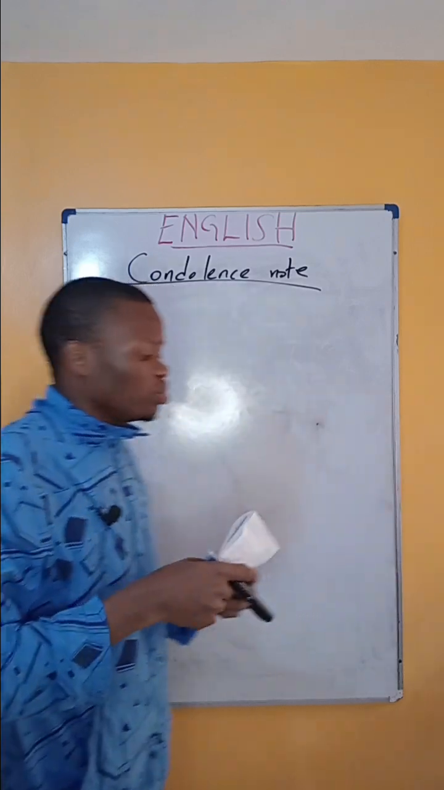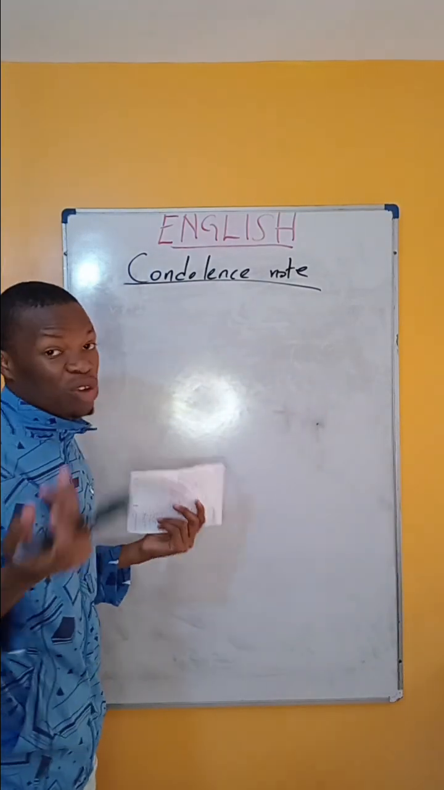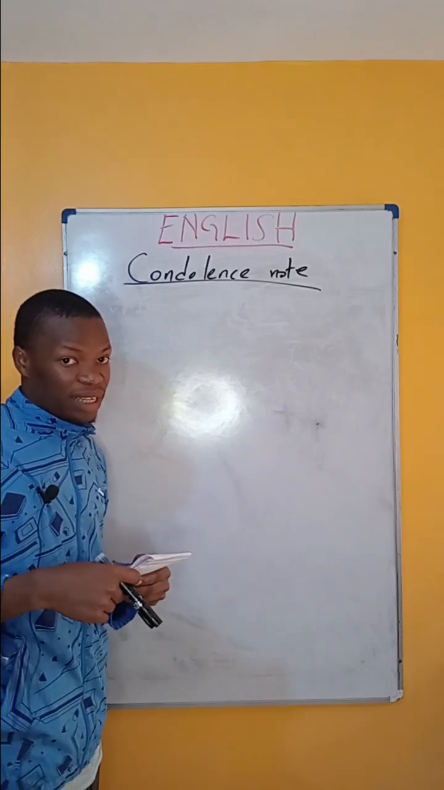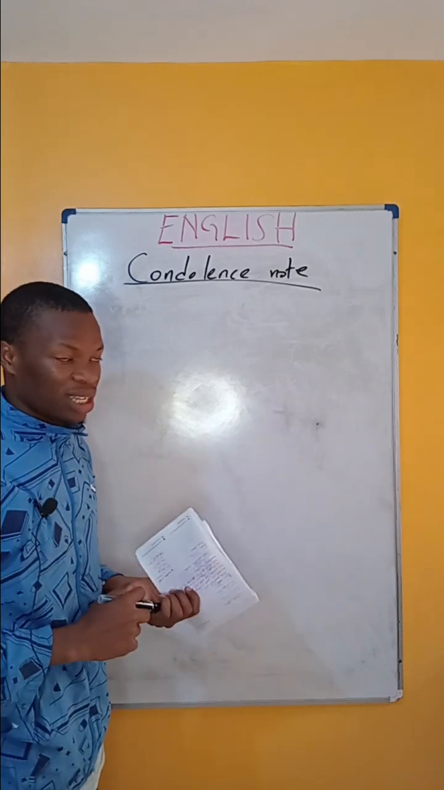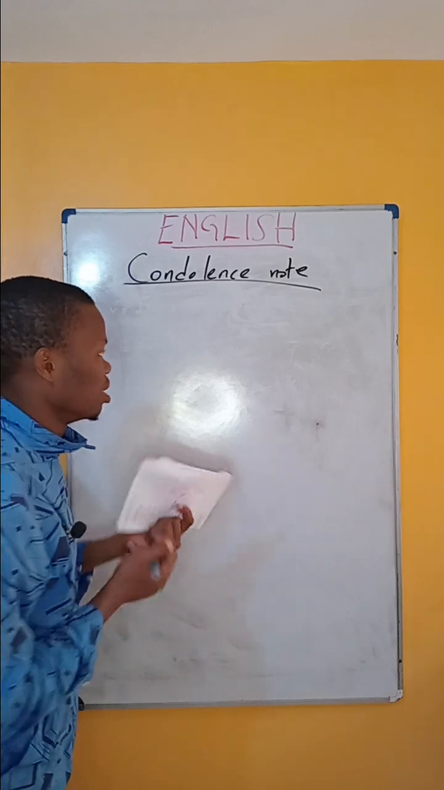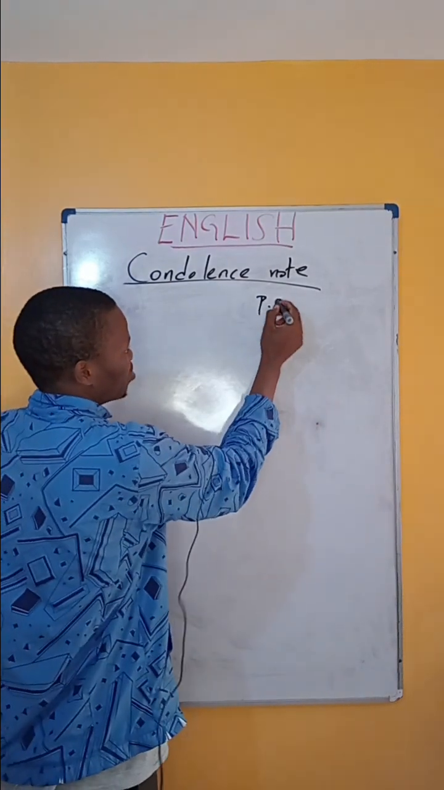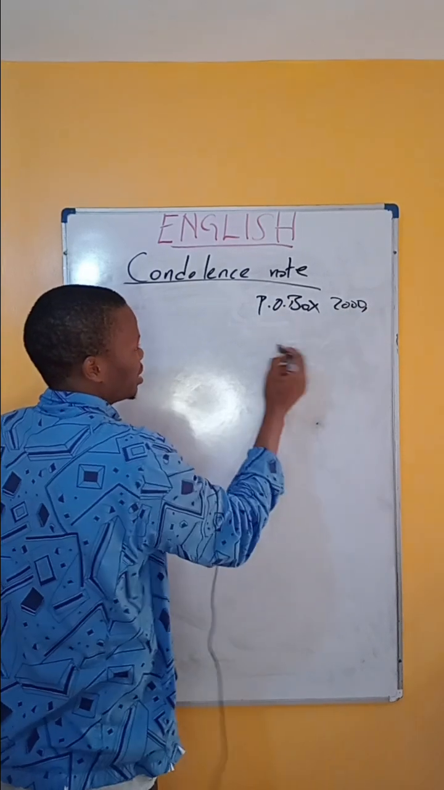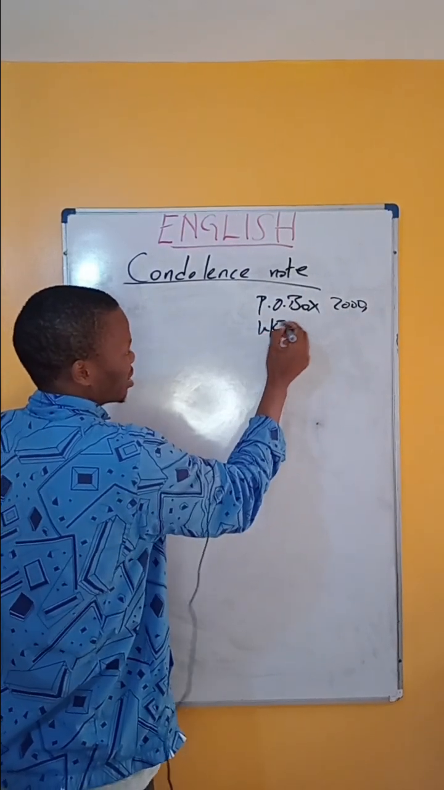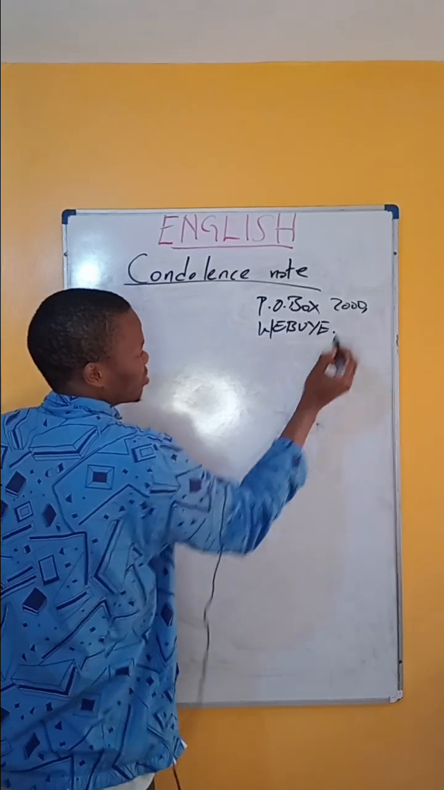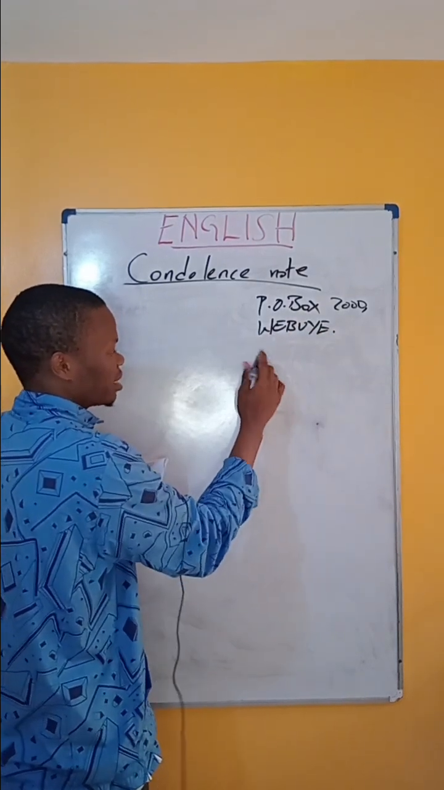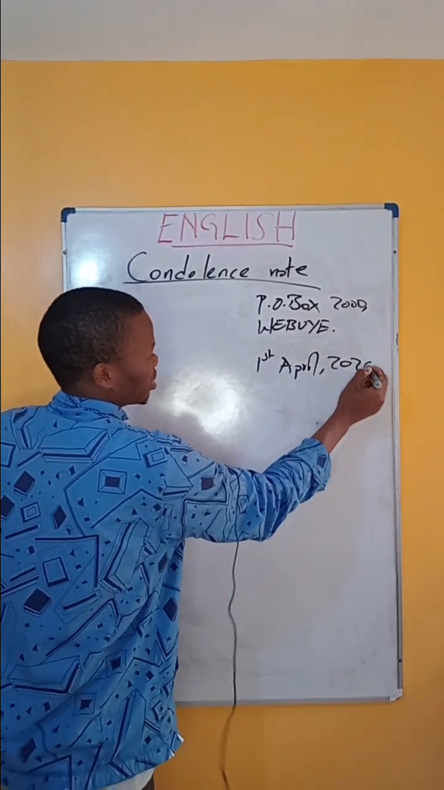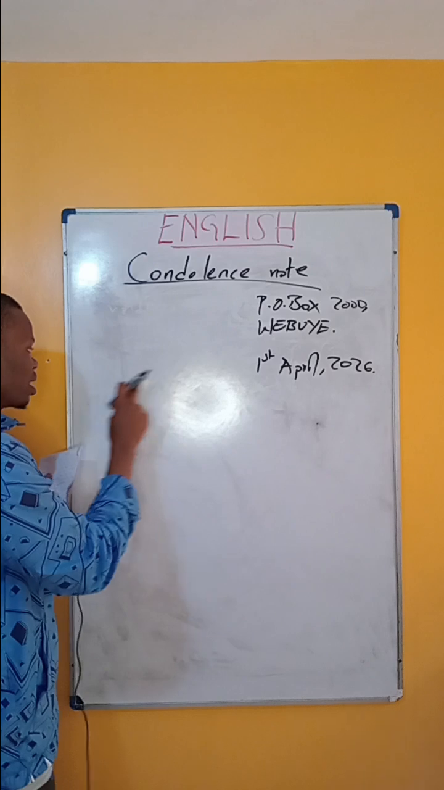So let's assume you have a friend, let's say Tom. Tom is your friend, and unfortunately he has lost a relative, and we're supposed to write a condolence note to comfort him. Number one, of course, the address is there. That is P.O. Box, let's say 2000, Webuye. Full stop. You skip a line and write the date, that is, let's say, 1st April, 2026.